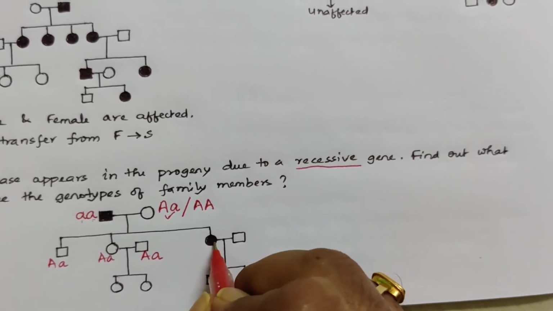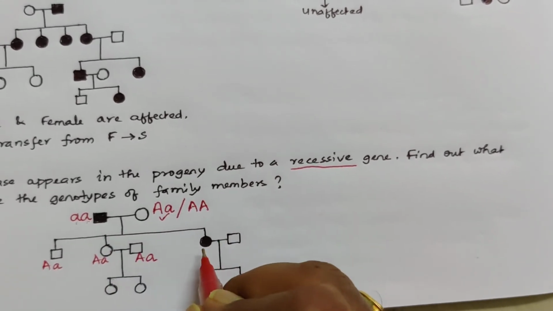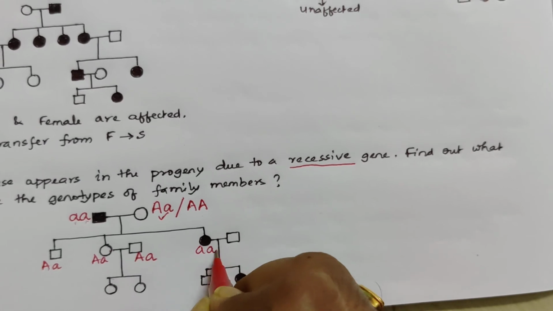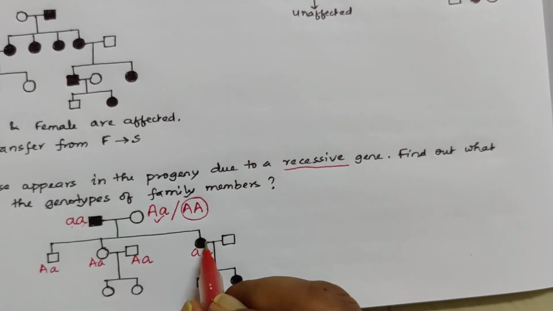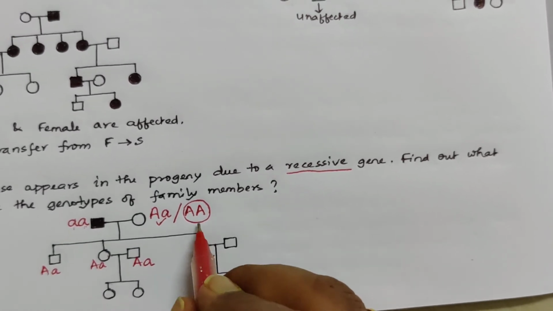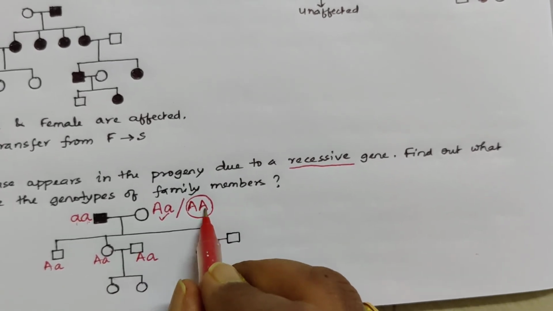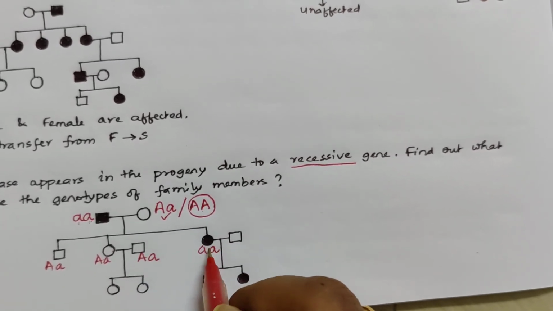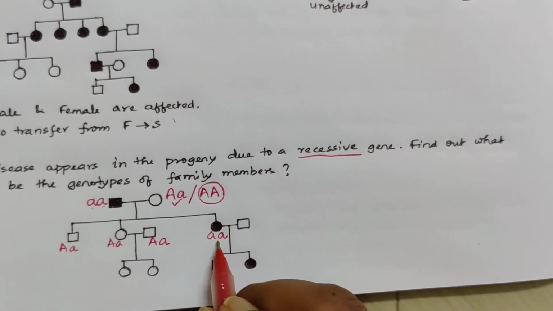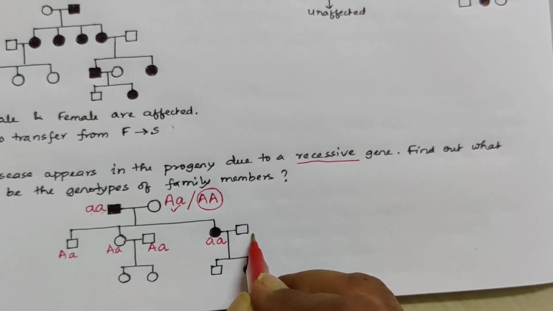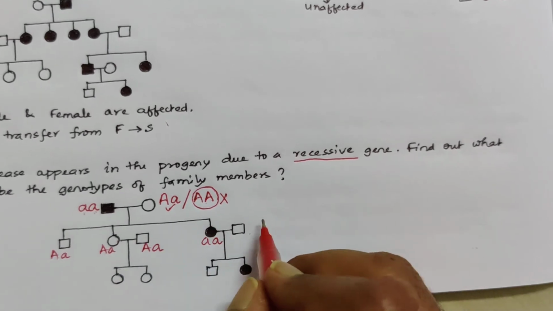This one is affected. That means small a from here, small a from here. Now this is not possible, because this kind of child is not possible if the genotype of the mother is this. Because if it was like this, the child would have got capital A from the mother, which it does not have. So this is not possible. The actual genotype of the mother is capital A small a.